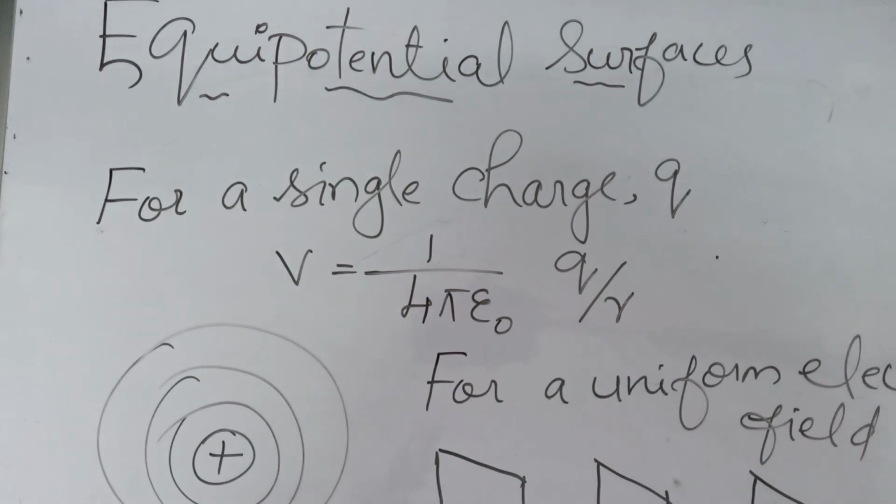Another thing is that for any charge configuration, whether negative or positive, the equipotential surface through a point is normal to the electric field at that point. So the equipotential surface will be normal to the electric field. These two points about the equipotential surface you should remember.